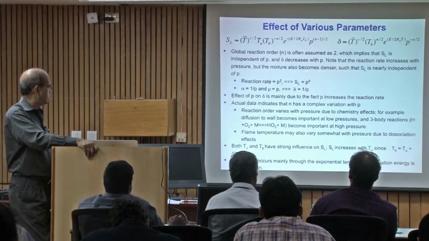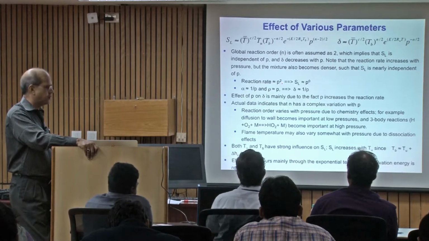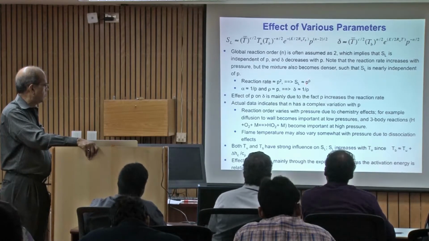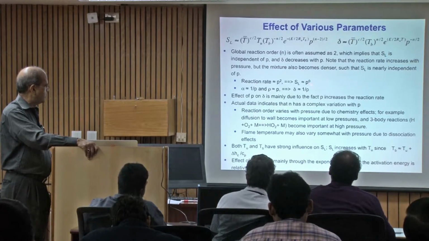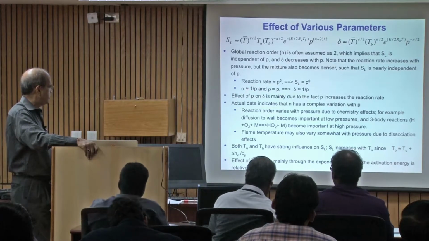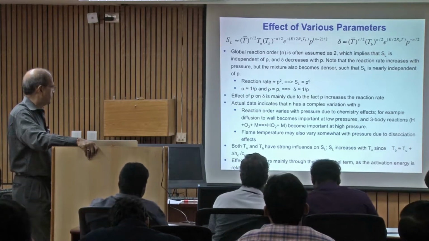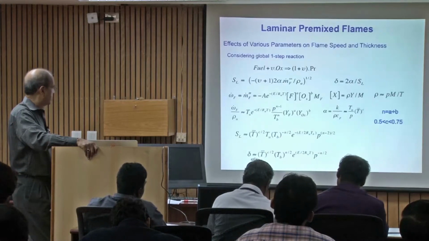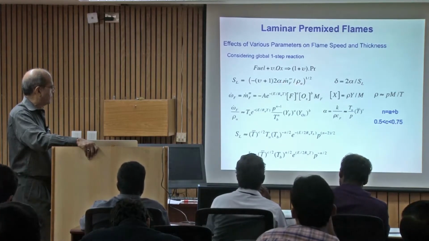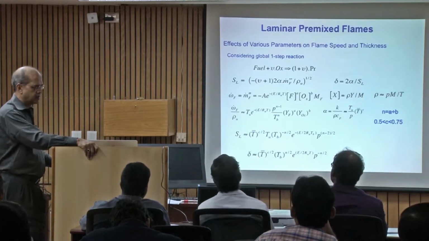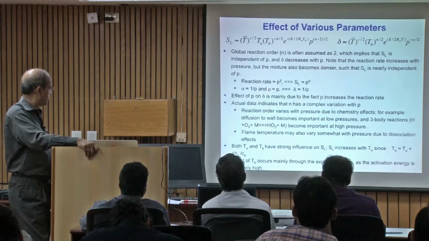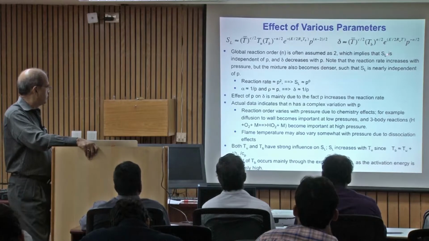So now n is 2, that means the reaction rate varies as P square, right? Then SL is independent of pressure, 0 means. And what happens is if you increase pressure, alpha increases. So here alpha increases, but density also increases.